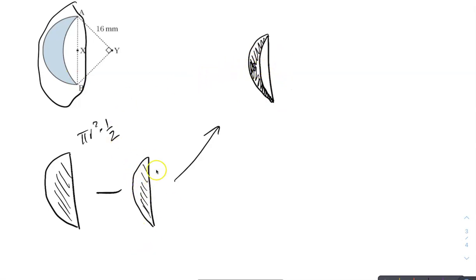So how do I find this? This part's easy. This was just a half circle. What was the radius for that? Pi times, I believe the radius was 8 root 2, squared times 1/2. Right, 8 root 2 because that's the measurement of this guy from the earlier problem. How do I take off this? That's the problem.